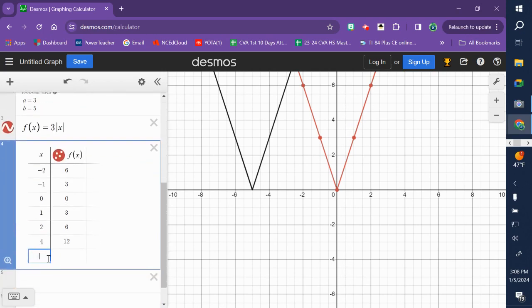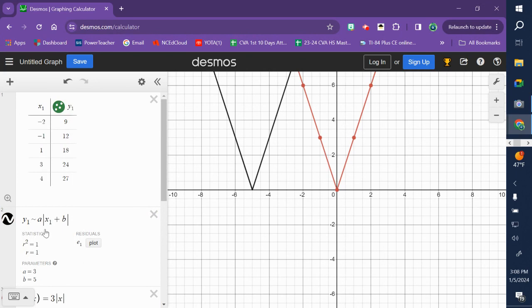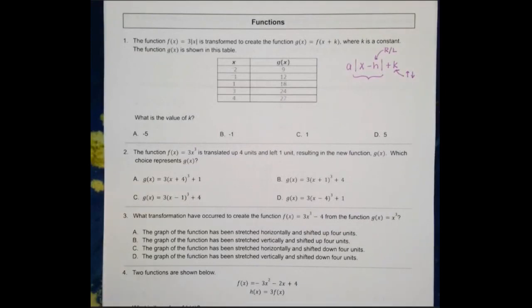So if I test that point, 6, that does indeed give me 18. And so far so good. You can keep going down and check if you want. Again, this should work as long as you plug it in, and should be something you can bank on. It just depends on how much you want validation of those answers. So our answer is going to be B for this guy.